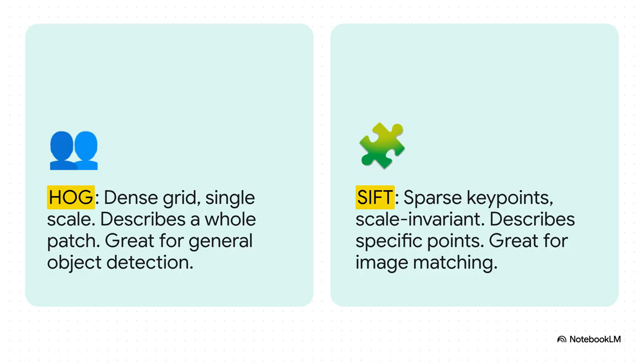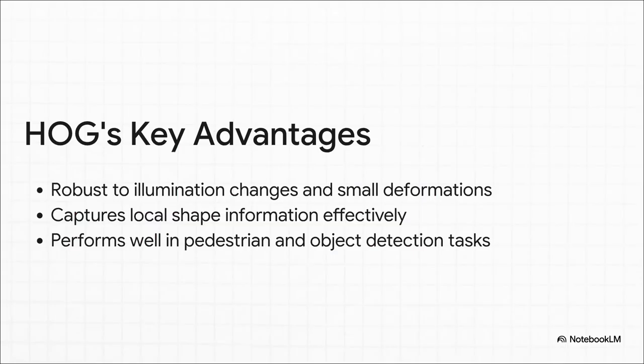SIFT is like a detective that finds a few really unique, interesting points in an image and describes them. That's great for, say, matching 2 photos of the same building. HOG, on the other hand, creates a dense description of an entire patch, which makes it way better for detecting a general category of things, like people. HOG's success really came down to its brilliant design. It could handle lighting changes, it captured shape incredibly well, and when it came to the specific job of finding pedestrians in photos, it just blew everything else out of the water. It really became a foundational technique that laid the groundwork for so many of the complex systems we have today.